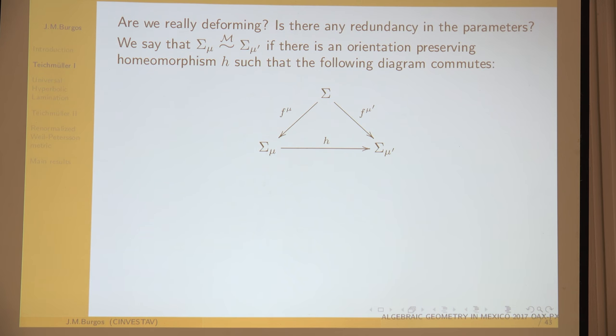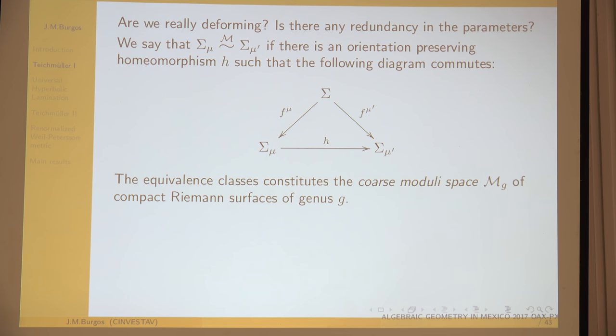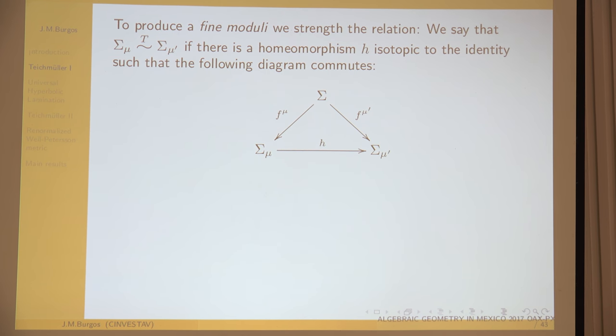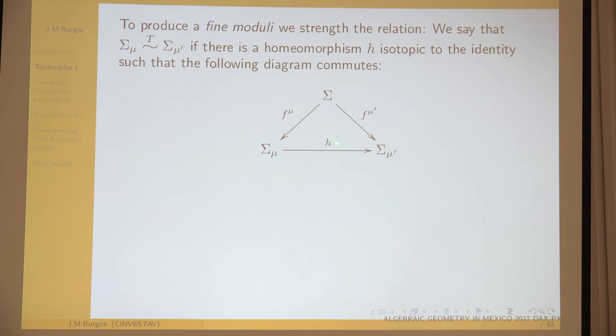We say that two deformations are equivalent if the following triangle commutes and H is an orientation-preserving homeomorphism. The equivalence classes constitute a coarse moduli space of the genus G curves. It is coarse because of what I said before. We have non-trivial automorphisms, so there is no universal family, and we don't have a fine moduli. To produce a fine moduli, we strengthen the relation. Instead of taking a homeomorphism, we take a homeomorphism isotopic to the identity, and that will be the Teichmüller equivalence relation.